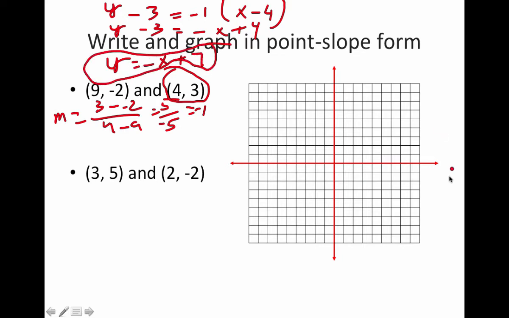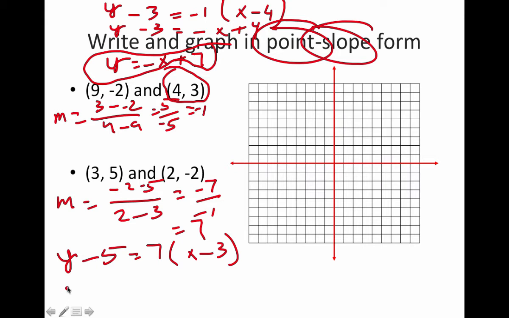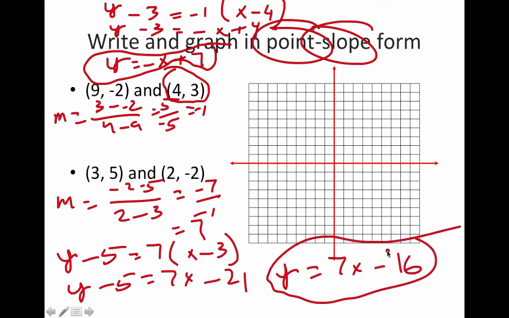Look at how easy it is to get it into slope-intercept form. I have a slope, I have a y-intercept. Same thing down here. Y minus y1 over x minus x1: negative 7 over negative 1, that's 7. Y minus y1 equals m times x minus x1. Now it wants it in slope-intercept. Distribute the 7. Y minus 5 equals 7x minus 21. Y equals 7x minus 16. There we go. Slope 7, y-intercept of negative 16.